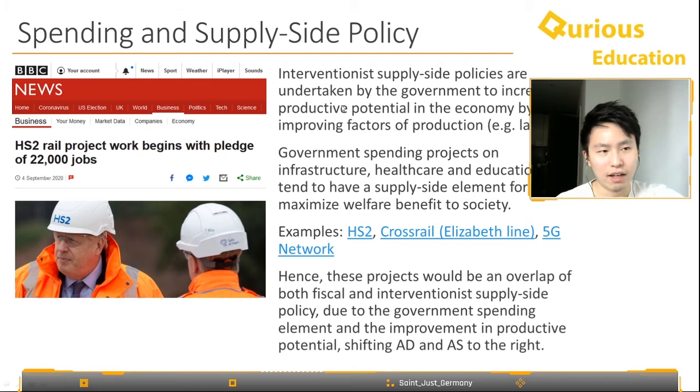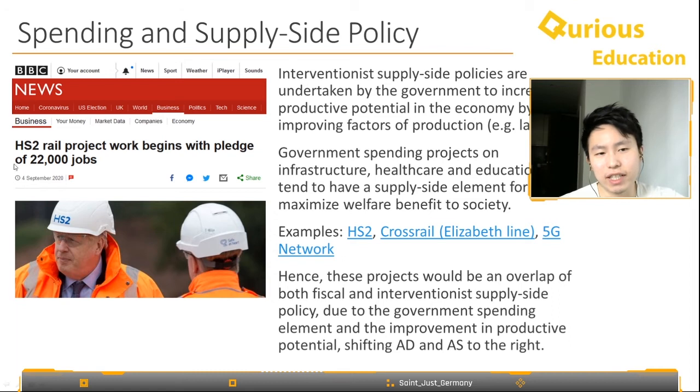Okay, so we've talked about fiscal policy, but sometimes a fiscal policy can also be a supply side policy. The reason being is if the government spends money on projects that can actually increase the aggregate supply of the economy, then that fiscal policy is not only government spending, but also government spending that increases aggregate supply, hence it would be a supply side policy as well, because the government is investing in things like infrastructure or education or the labor force.